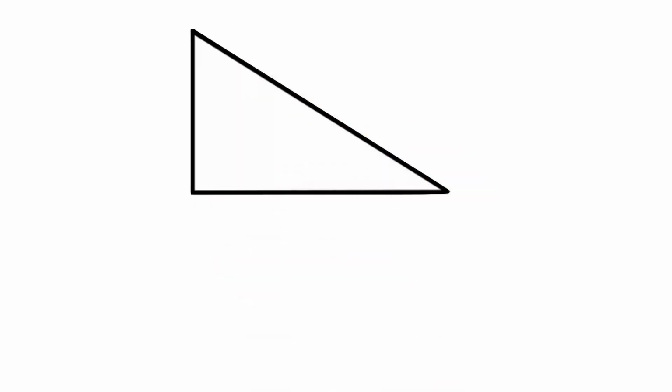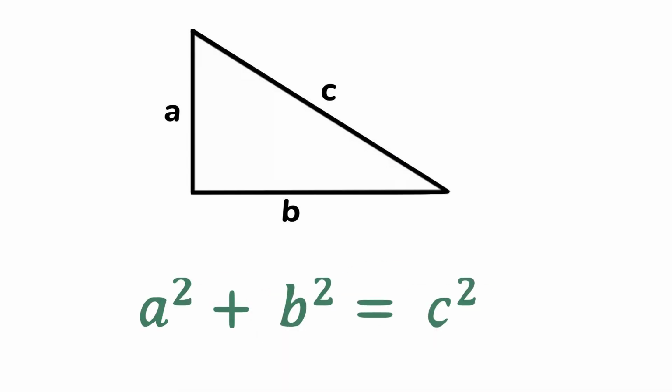Here's the idea. In a right-angled triangle, if we call the two shorter sides A and B and the longest side, the hypotenuse, C, then the square of C is equal to the sum of the squares of A and B.